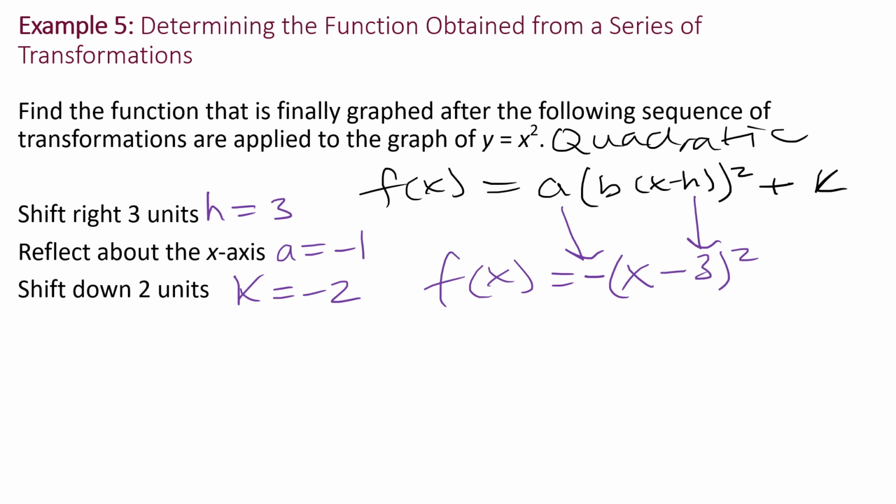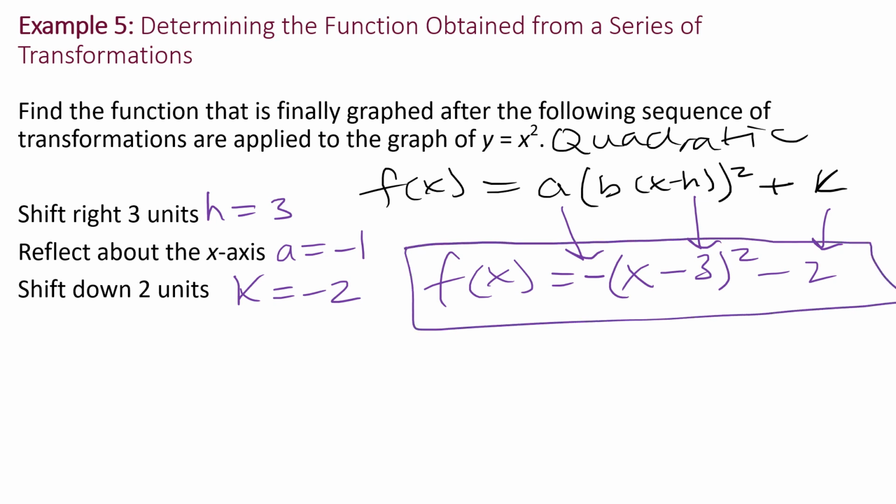And then what's our k? Minus 2. And there is our k. So our function is... B just disappears. It becomes Casper, the friendly one. Because it didn't change, B equals 1. And if you multiply anything times 1, it is itself.